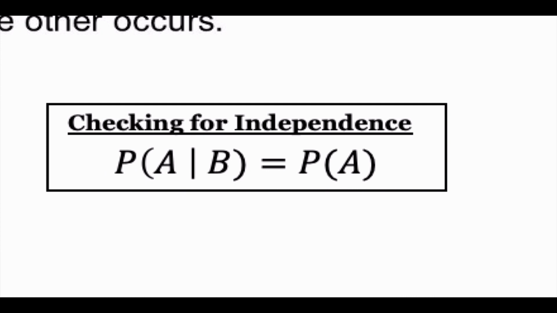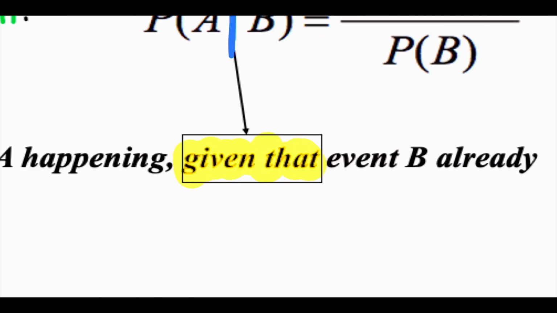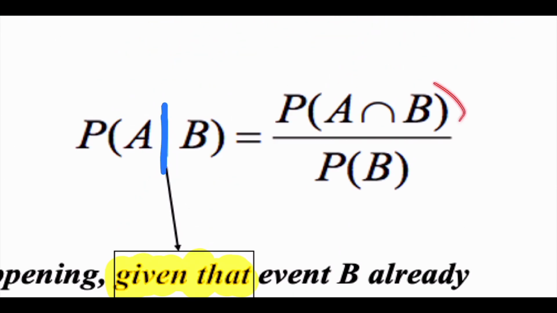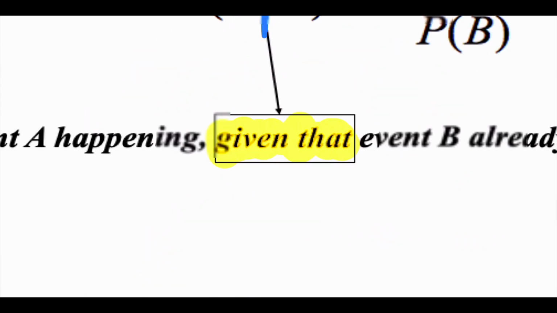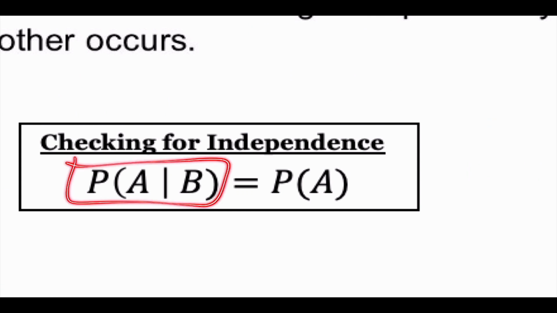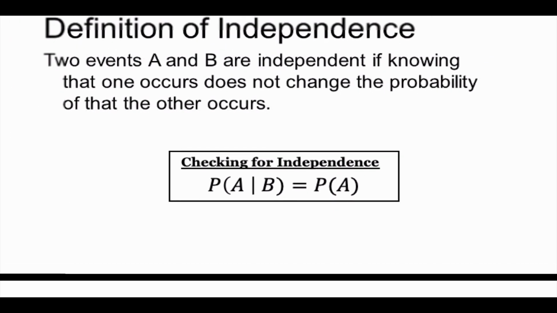Well, how do we find this part here? How do we calculate this part? Looks familiar, right? We use this formula. You can substitute this for here because they're literally the same thing. So is that equal to the probability of A? If they're equal to each other, they're independent. One has no bearing on the other. If they are not the same, then we say they're dependent. They're not independent. One does have a bearing on the other.